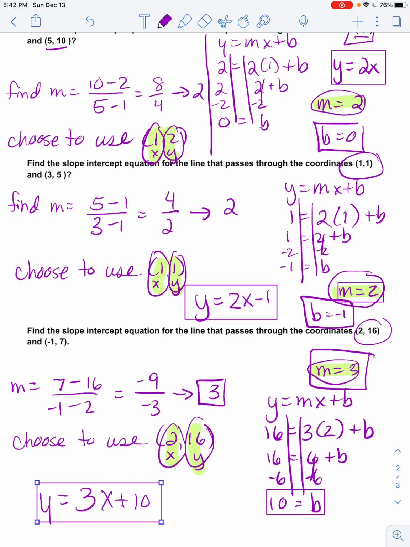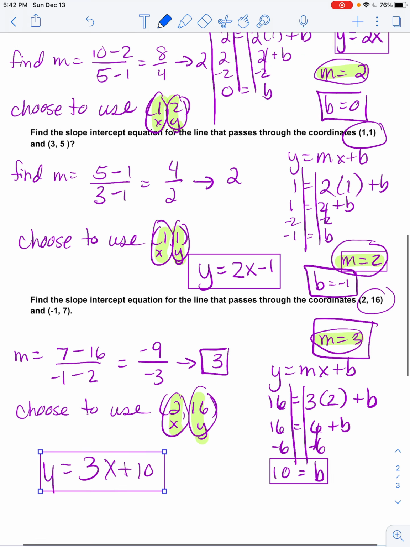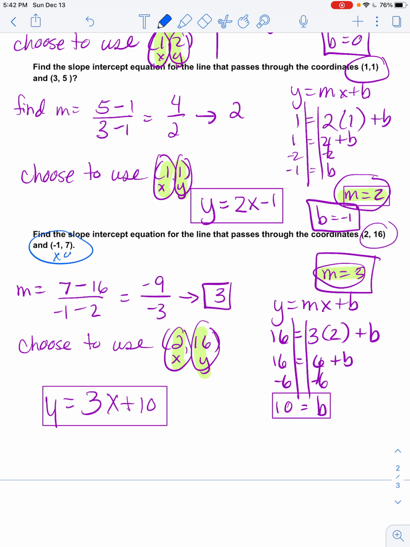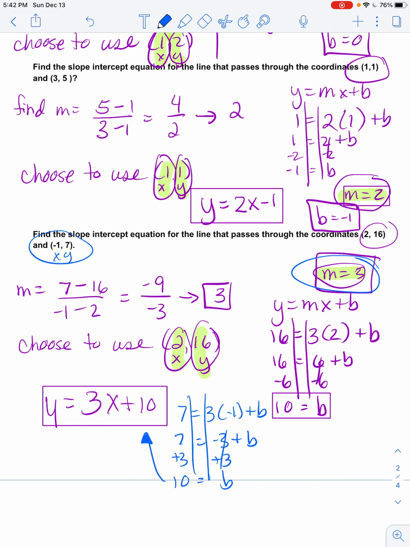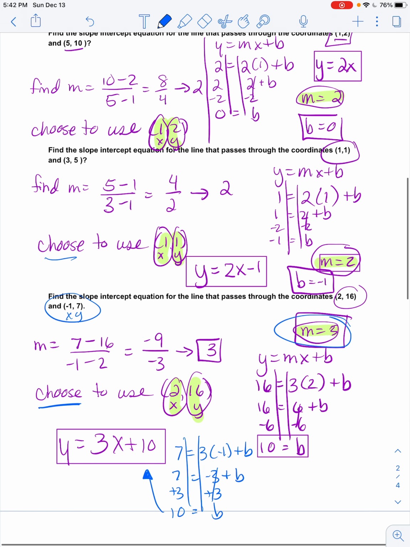And you might be wondering, what if you guess the wrong point? Well, you can't guess the wrong point. Let's see if I can cram in some work here. If I had chosen to use this as my x and y, I'd still have to use this m equals 3. So I would have had y equals mx plus b. I would have had 7 equals negative 3 plus b. I would have had to add 3, and I would have ended up with b equals 10 again. So it doesn't matter which point you use. That's why I keep saying you can choose, and I always try to choose the one that will be easier. Smaller numbers, positive numbers, whatever the case might be.